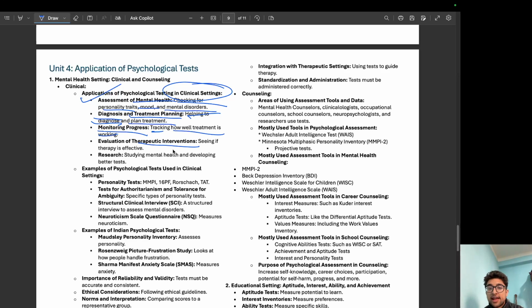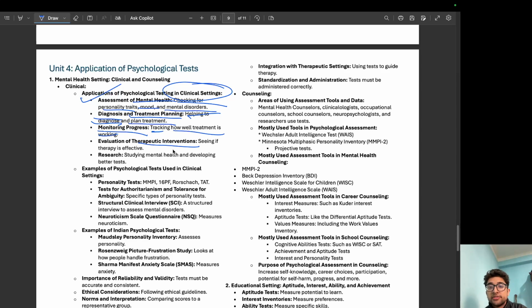Clinical we talked about, and we also talked about counseling in other areas such as school and career as well. Not organization, sorry, career. So let's talk about educational settings. In educational settings, aptitude, interest, ability, and achievement need to be measured.